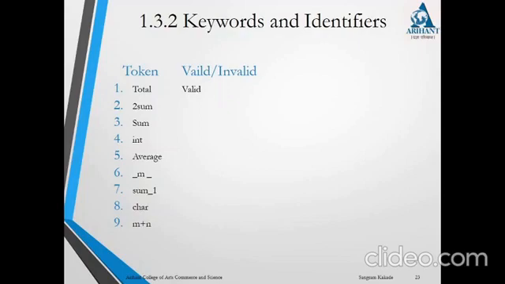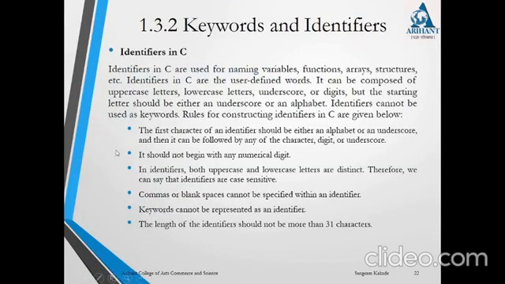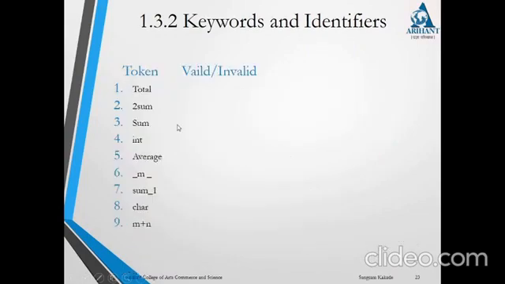Next is 2sum. The 2 is a digit, and SUM are the characters that follow. As per the second rule, an identifier should not begin with any numerical digit, so this identifier is invalid. The third identifier is SUM in capitals. There is nothing wrong with this identifier, and it is valid.